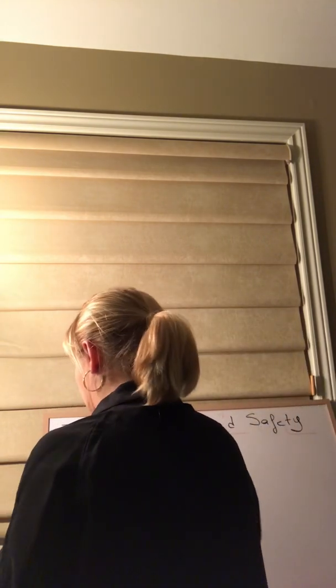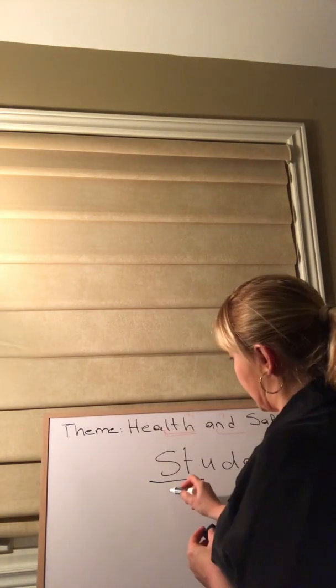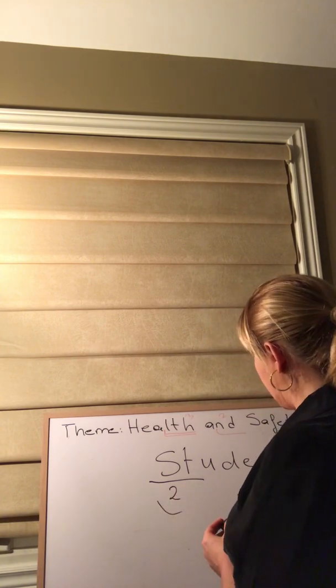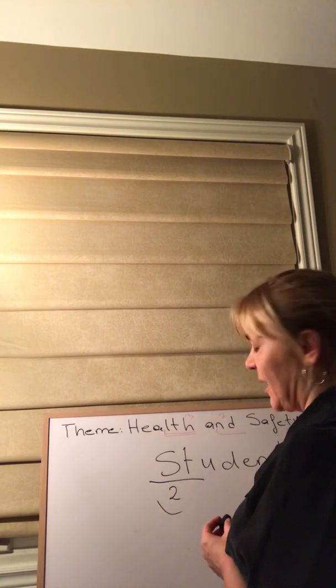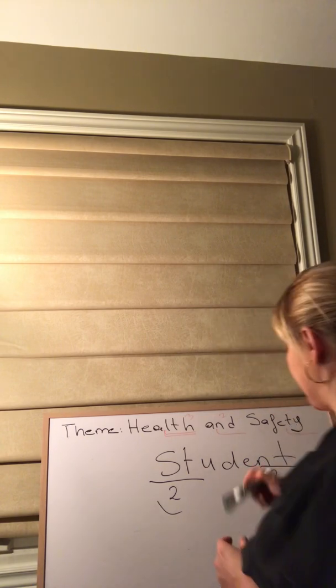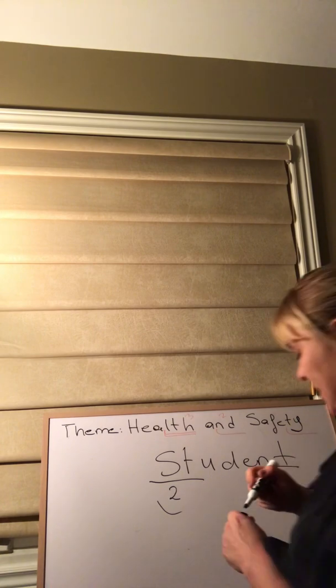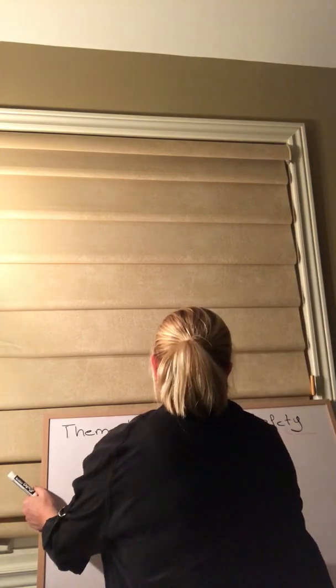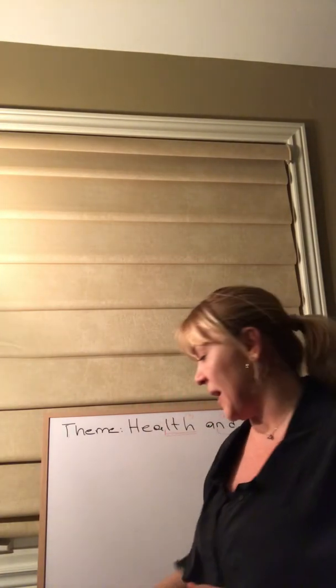So let me give you another example. When I write student here, there are final consonant clusters and beginning consonant clusters. There are two consonant clusters at the beginning. How many consonant clusters at the end? Two. Perfect. So, as you can see, consonant clusters sometimes appear at the beginning of the word, sometimes at the end of the word.